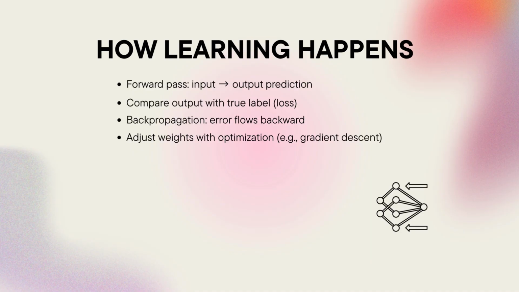In the backward pass, also called backpropagation, that error is sent backward through the network. Each connection weight is evaluated to see how much it contributed to the error. Using an optimization method such as gradient descent, the weights are then adjusted slightly to reduce the error. This forward and backward cycle repeats thousands of times. With each iteration, the network learns a little more, gradually improving its predictions until it can recognize patterns with high accuracy.